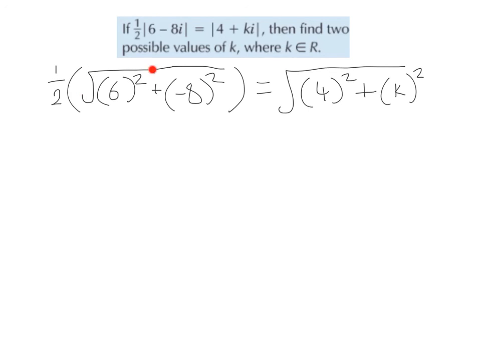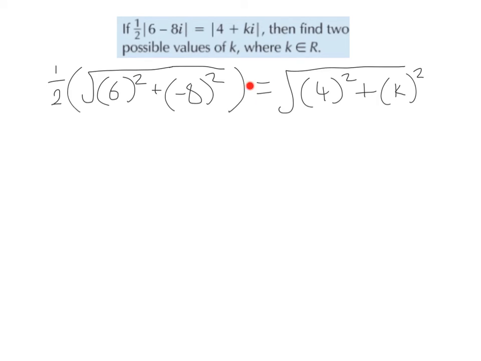So we've got the square root of 6 squared plus minus 8 squared, because the 6 is the real part and the minus 8 is the imaginary part. Remember, we do not include the i down here. Now there was a half stuck on to the modulus of this complex number, so I'm going to put brackets around my formula, and I'm going to stick a half in front, so it's going to be half multiplied by this.